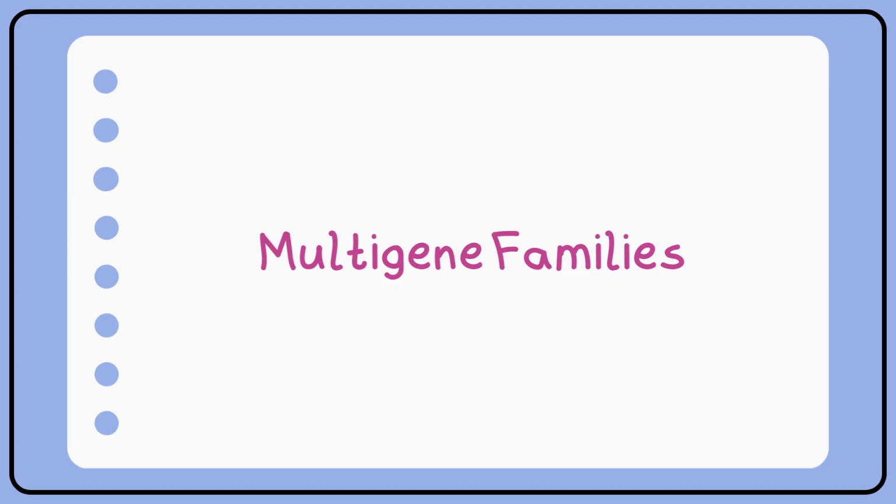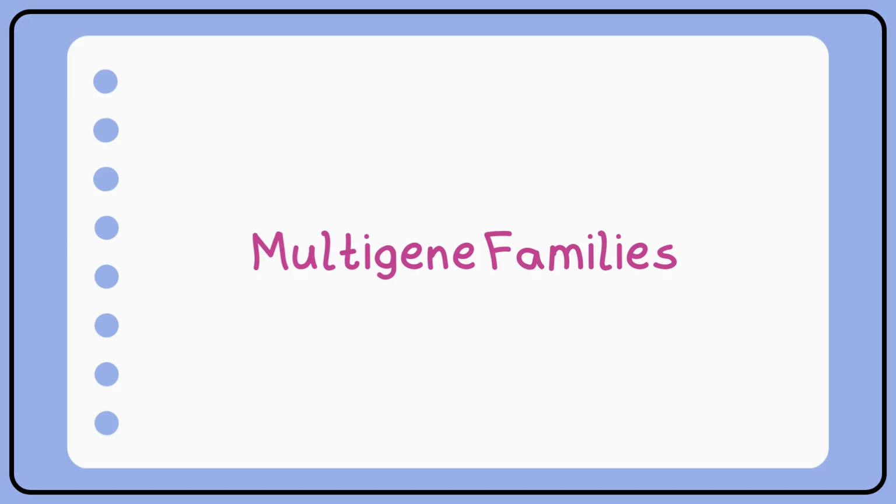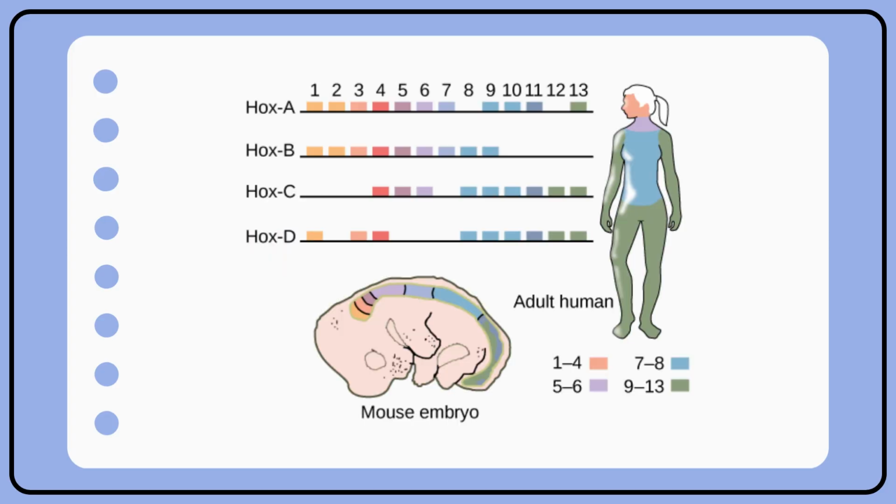Multigene families can be clustered together on a single chromosome, such as alpha and beta globin genes on chromosomes 16 and 11. But they can also be found scattered throughout the genome. For example, we can see the Hox gene family, which is scattered on different chromosomes. They are not distributed evenly on a single chromosome, and this type of multigene family is scattered throughout the genome.